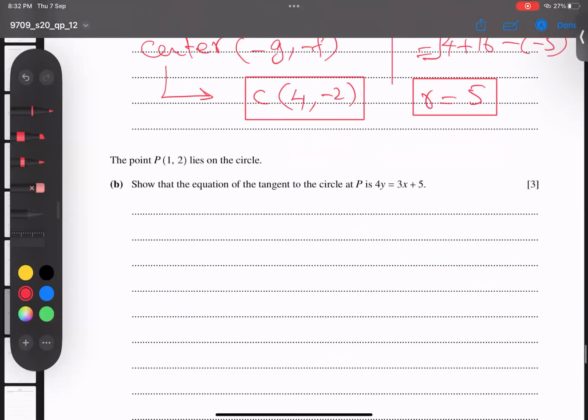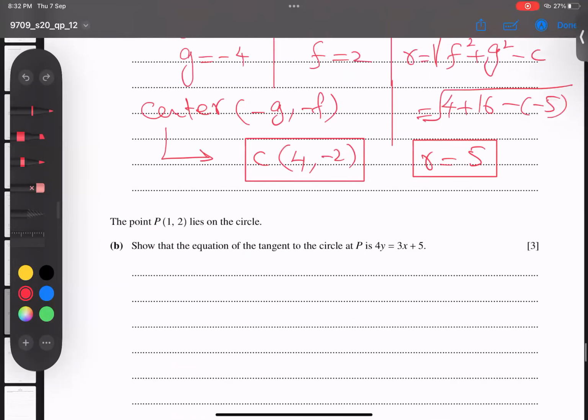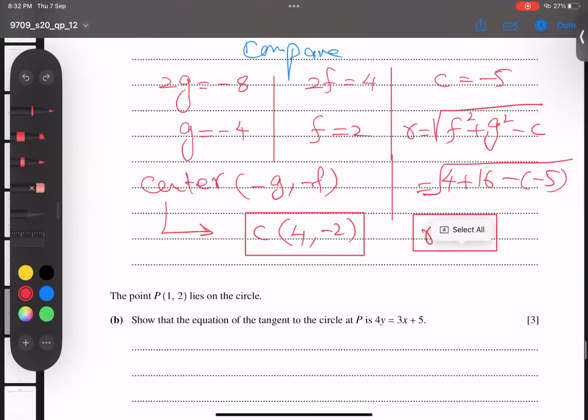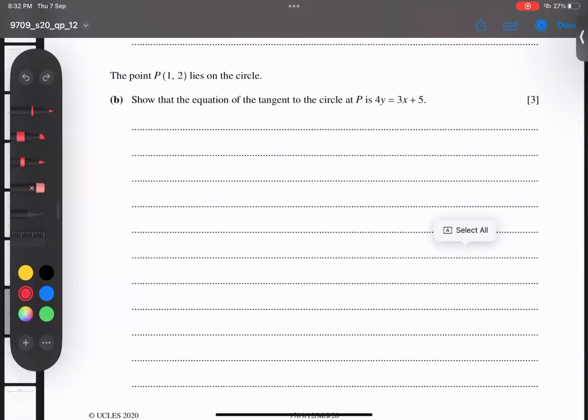Let's go for part B. The point lies on a circle. He says, show that the equation of the tangent is this one. So let's start. The point 1, 2 lies on the circle. I think I will go for this plan of action.